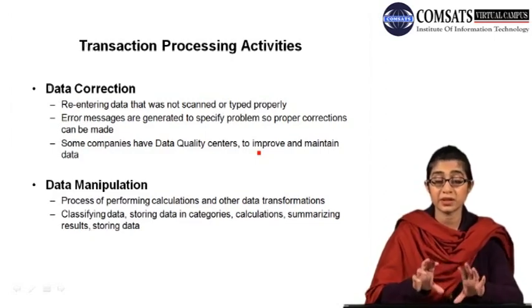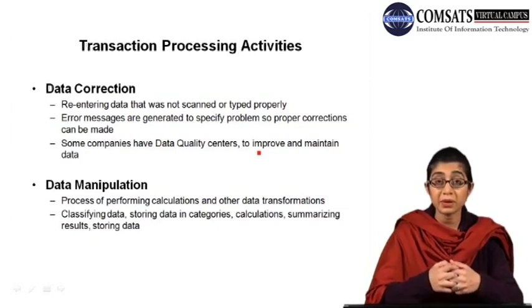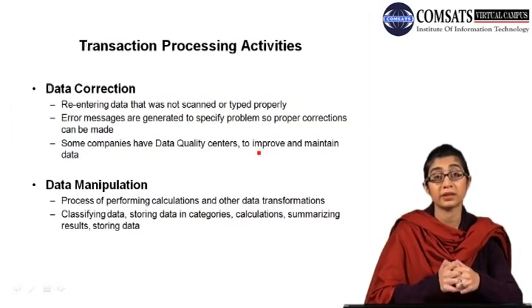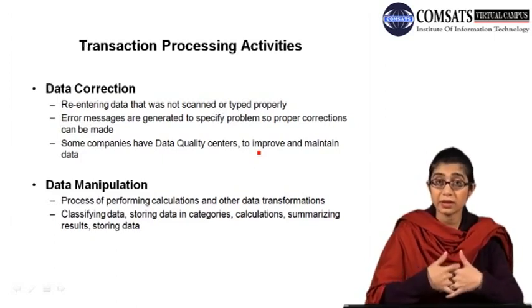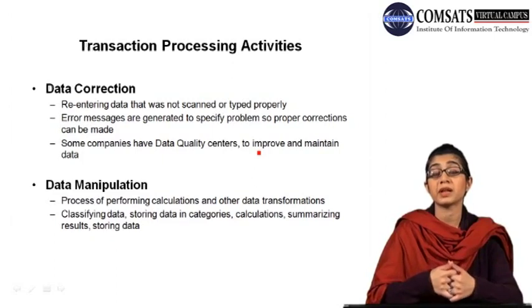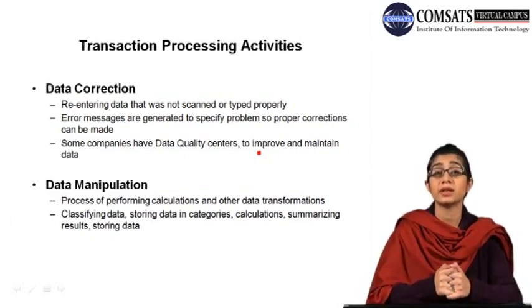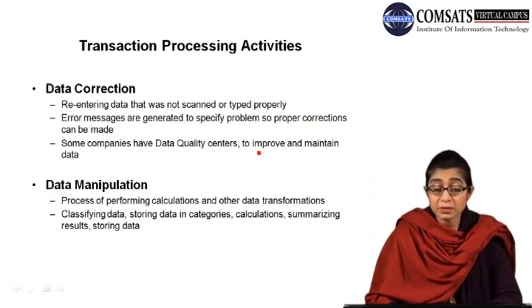So error messages are generated to specify a problem so proper corrections can be made. Some companies have also deployed data quality centers to improve and maintain the data. So there are certain kinds of data quality centers that certain companies have employed. क्या check करते हैं? They check the data for any kind of inconsistencies, or they check the data for any kind of invalidities, and try to make sure कि जो data उनके systems में जा रहा है that is complete and valid.